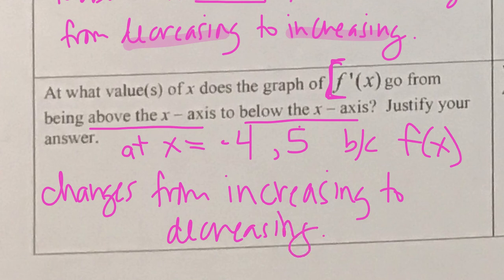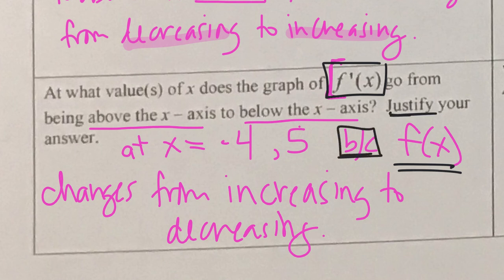Okay, we are answering questions about f prime with an answer related to f. We are answering an f prime question by relating it back to f. That's how you're going to justify your answer. Because f is changing from increasing to decreasing, or, in the earlier case, from decreasing to increasing.